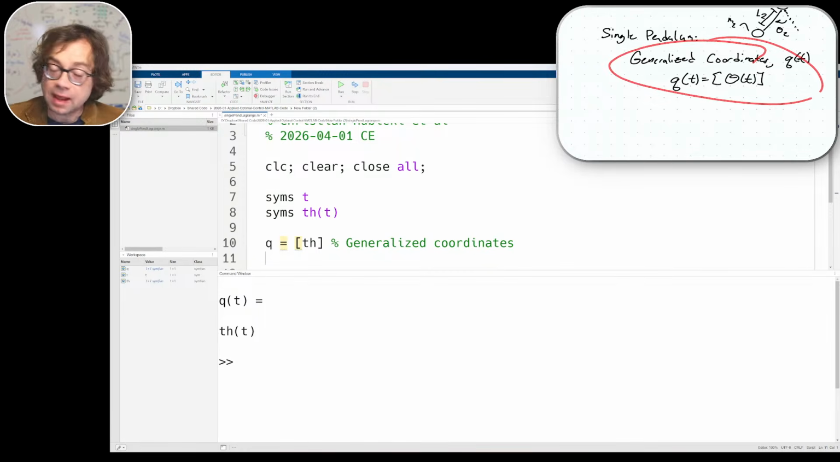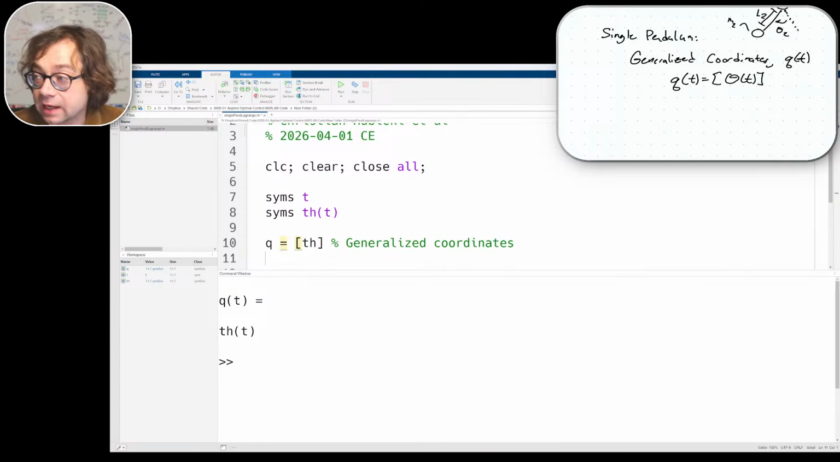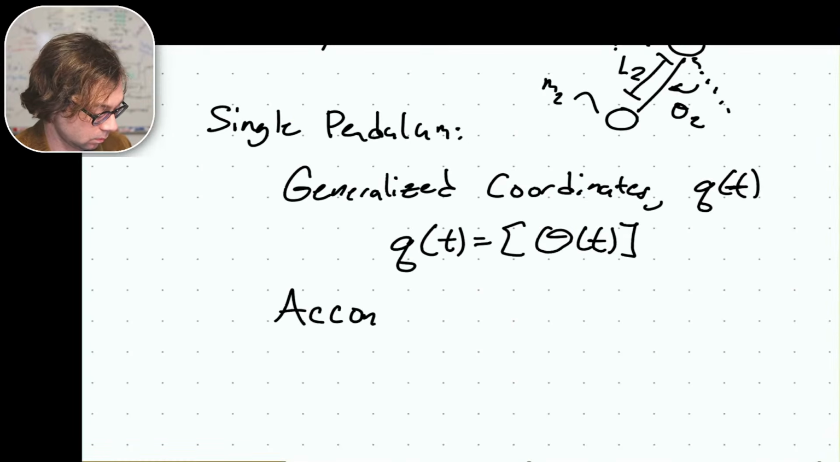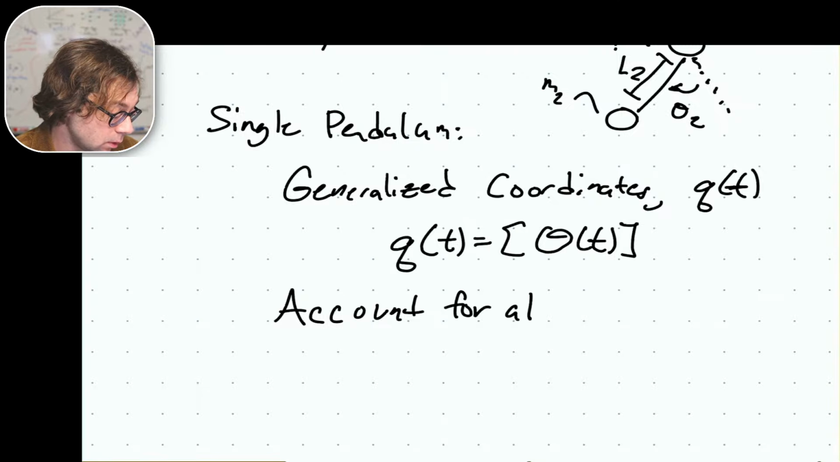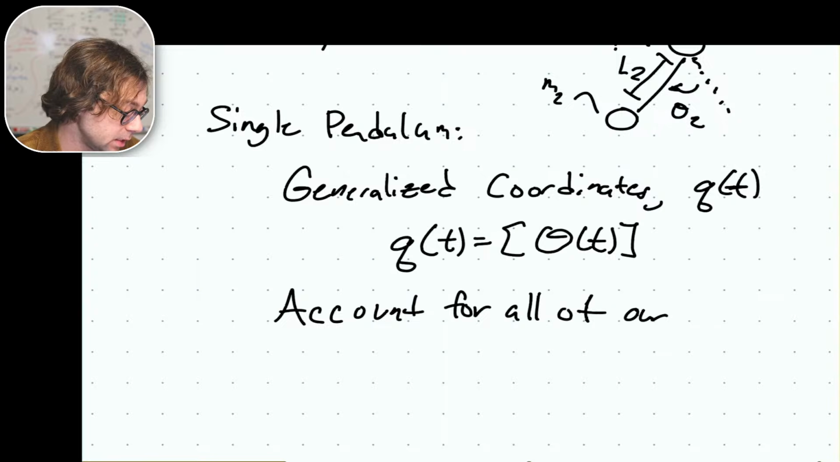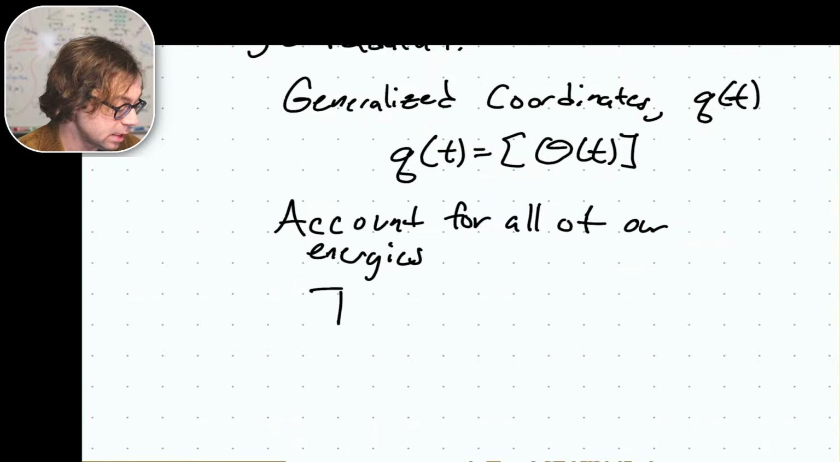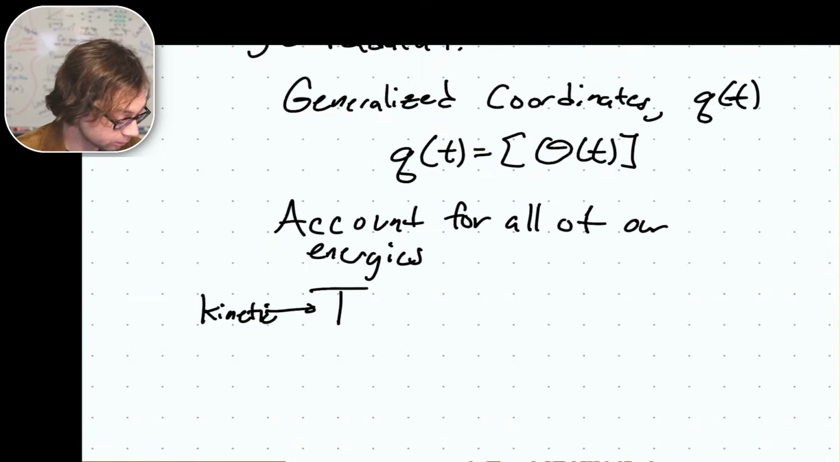Okay? Now we have to account for all the energies of the system. And that's going to be all of our potential energies and all of our kinetic energies for this system. So that goes in our Lagrangian. Okay? Account for all of our energies. So that's going to be T, that's kinetic. Okay. And V, that's potential.